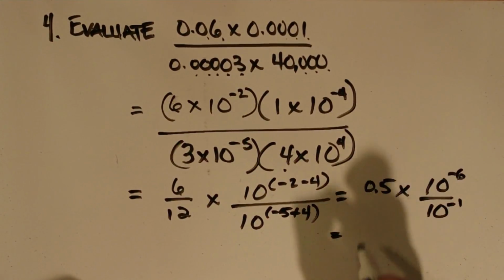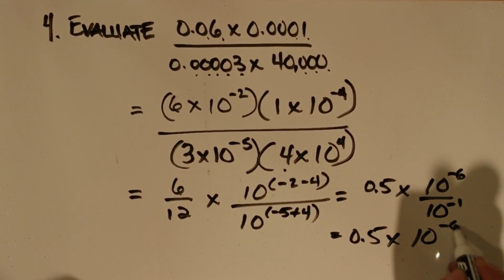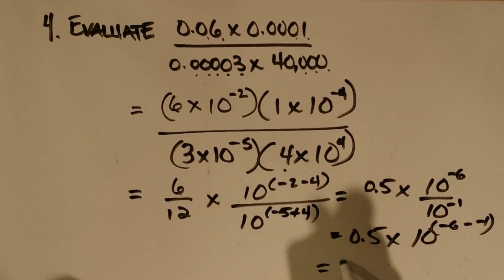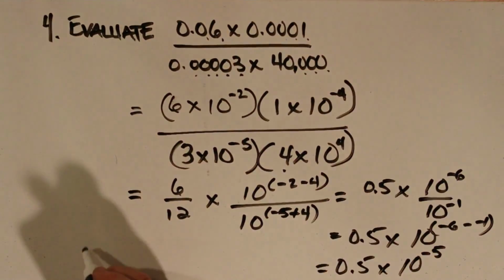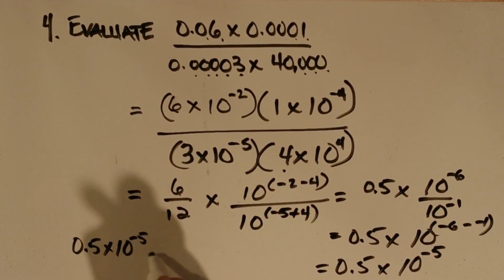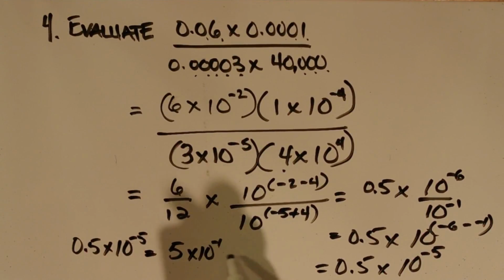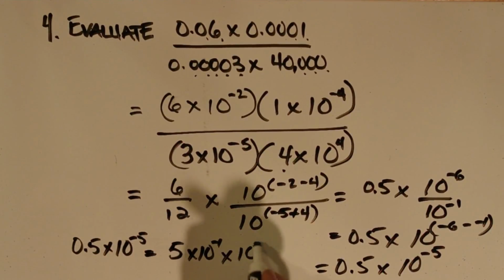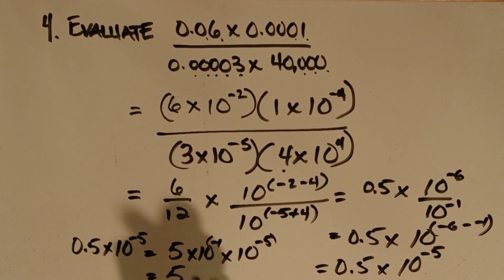There it is. And this is 0.5. We'll subtract negative 1 from negative 6, and end up with 0.05 times 10 to the minus 5th. But we'll take that 0.05 and express it as 5 times 10 to the negative 1, still again multiplied by 10 to the minus 5. We'll group those two powers of 10 together and end up with 5 times 10 to the minus 6th as the final answer.